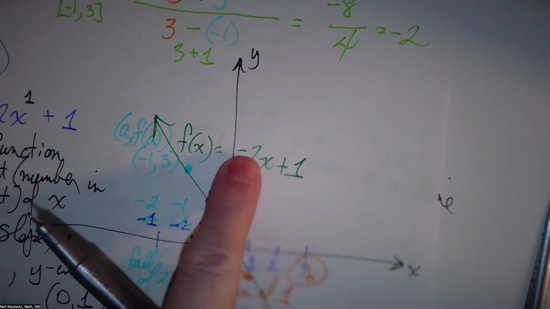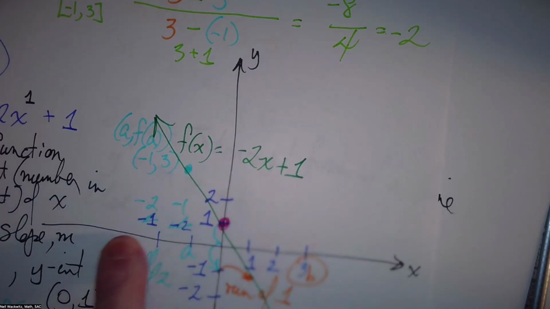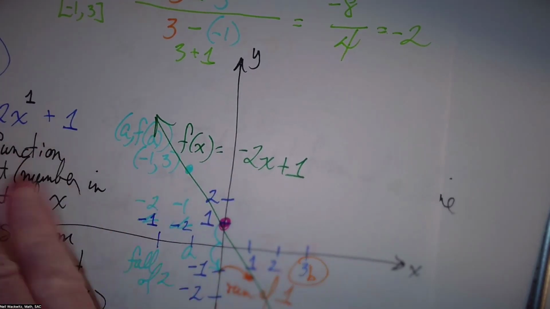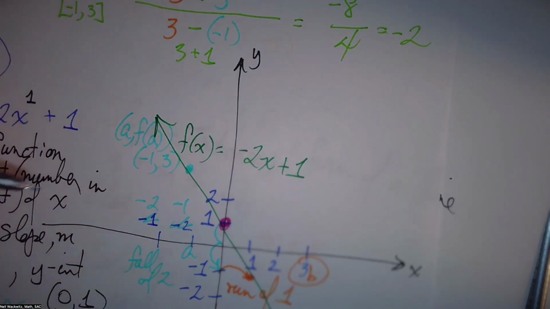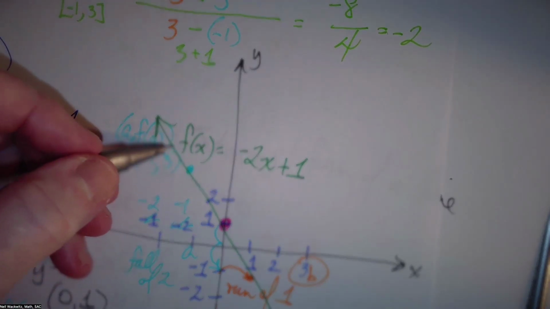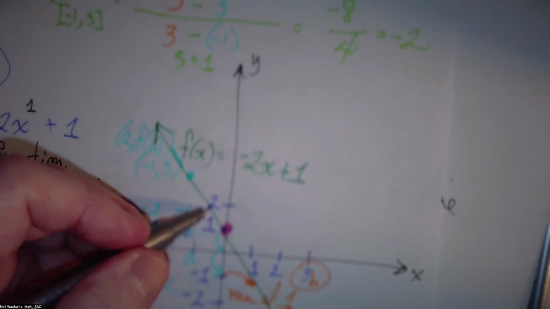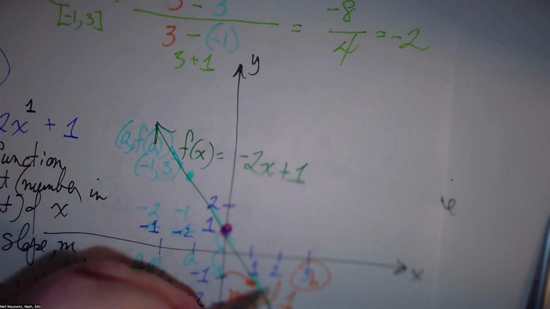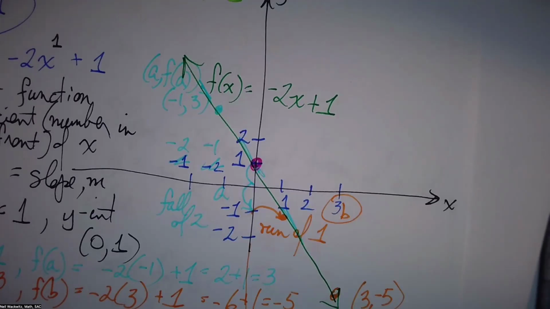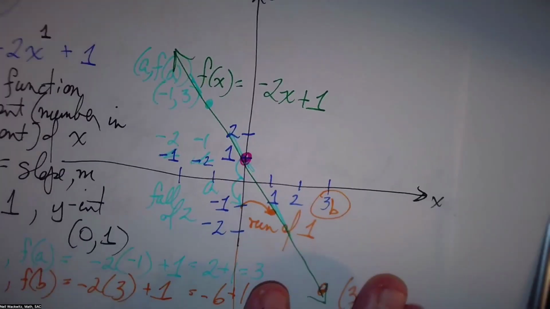And that's because as x changes, the slope of a straight line stays the same. The slope up here is -2. If we measured it here, we'd get -2. If we measured it here, we'd get -2. The slope is always -2. For a straight line, it doesn't change.